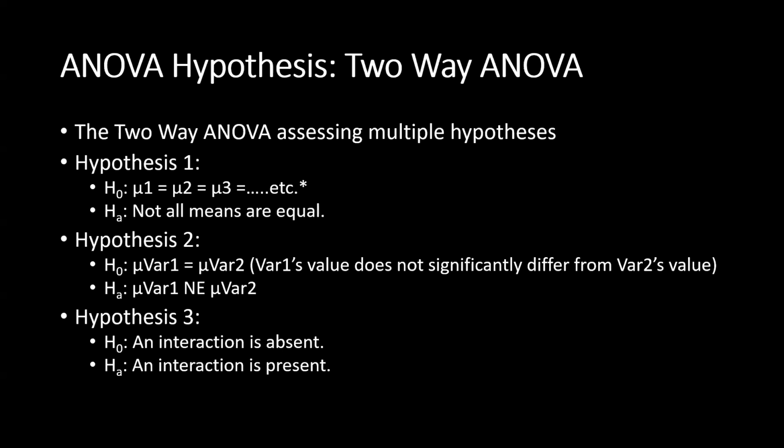So we have a couple different hypotheses going on for our two-way ANOVA. Hypothesis 1, if you watched video 31 in the playlist, you're familiar with. It's the mean of one particular group is equal to the mean of the other equals the mean of the other, depending on how many groups you have. Our second hypothesis is the mean of the second variable is equal to the mean of the first. And the third hypothesis is an interaction is absent or an interaction is present.